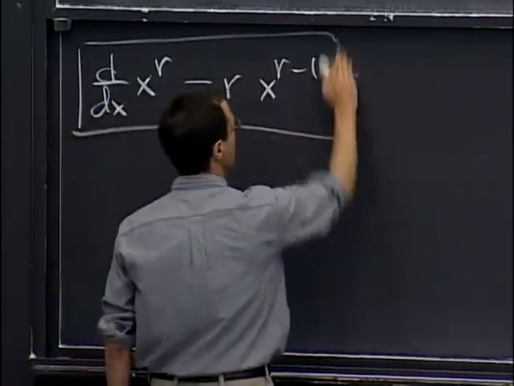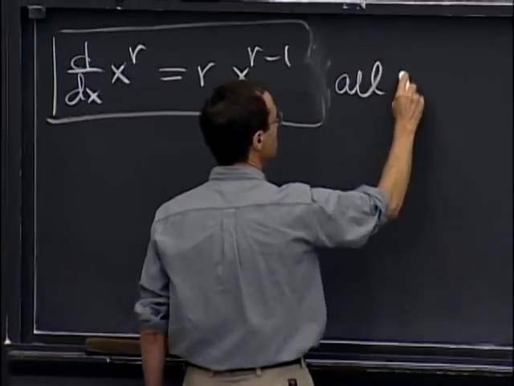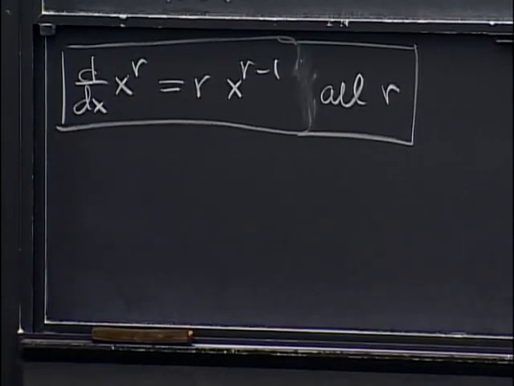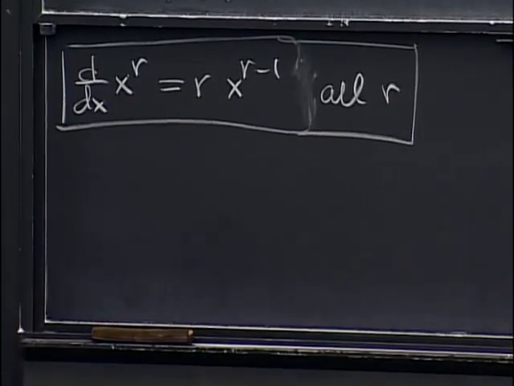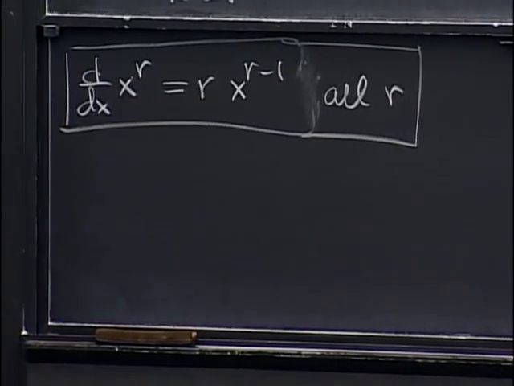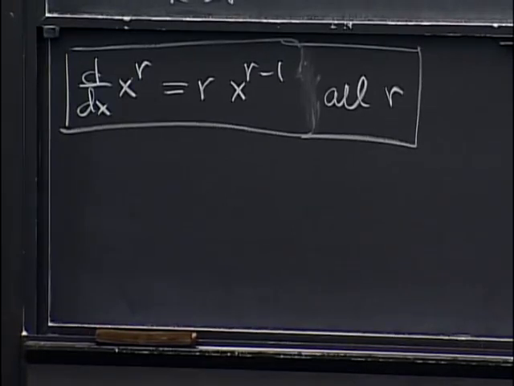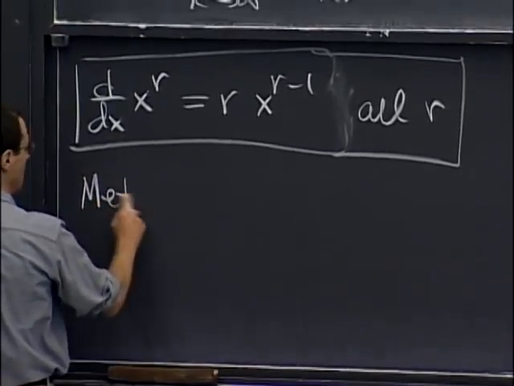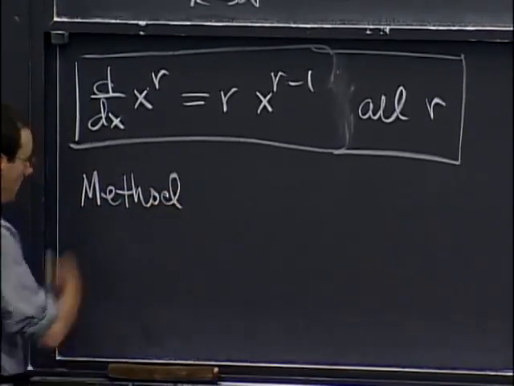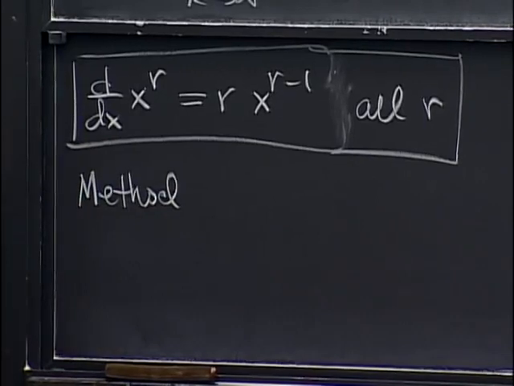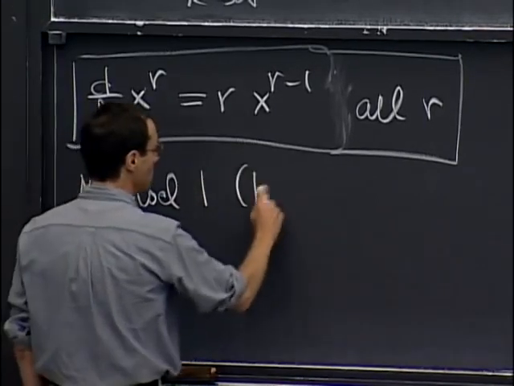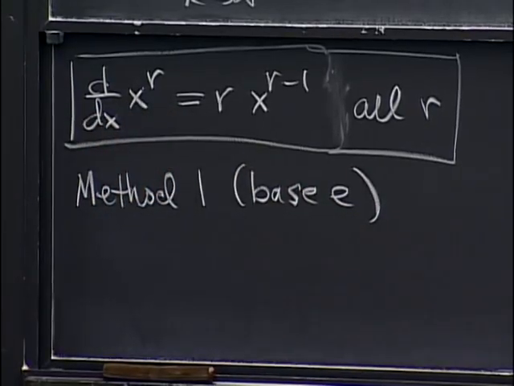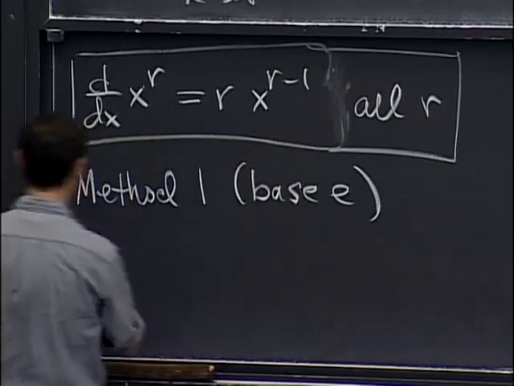But now, let's just stick this in here. We're going to check this for all real numbers r, so including all the irrational ones as well. This is also good practice for using base e and using logarithmic differentiation. So let me do this by our two methods that we can use to handle exponential type problems. So method one was base e. So if I just rewrite this base e, again, that's this formula over here.